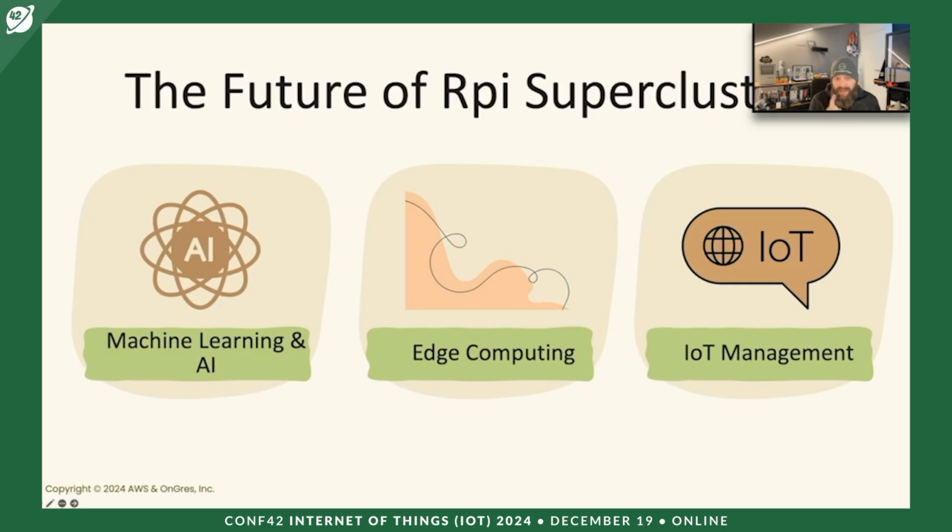And last but not least, IoT management. I think they can also act as hubs to manage large-scale IoT deployments, and they can handle tasks like device orchestration, data aggregation, and monitoring. The ability to process and analyze IoT data locally makes them ideal for smart cities, industrial automation, and connected environments.